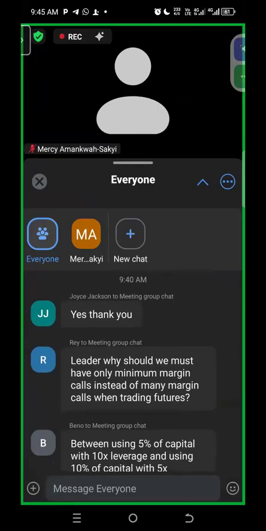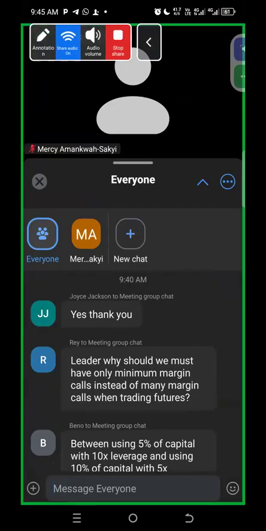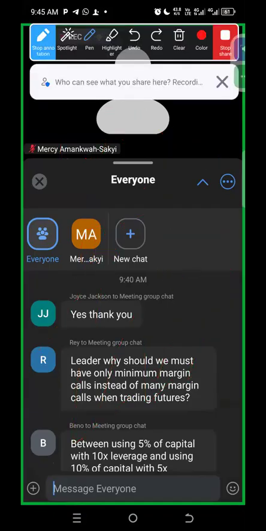Okay. So why must we have only minimum margin calls instead of many margin calls when trading on futures? Now, on a futures market, listen, it's not the many margin calls that you open which will determine whether you are liquidated or not, but it is the risk management, your capital, being able to utilize the capital in the market that will determine how long you can be in the market.